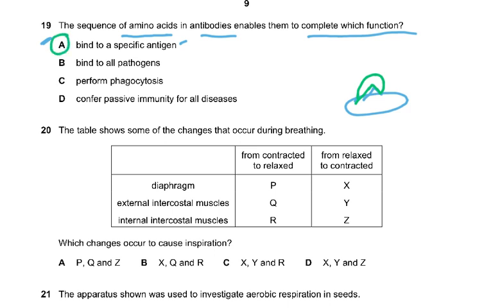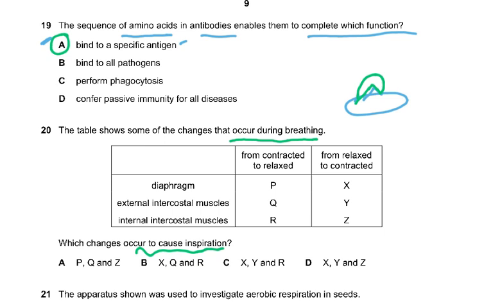Question number 20, the table shows some of the changes that occur during breathing. Diaphragm P from contracted to relaxed, X from relaxed to contracted, external intercostal muscle Q and Y, internal R and Z. Which changes occur to cause inspiration? Inspiration means inhalation. So you have to understand that in inhalation, the diaphragm has to go down. The external intercostal muscles have to contract to pull the rib cage upwards and outwards. The internal intercostal muscles have to relax. So all these situations, if you know, only then you can do this question.